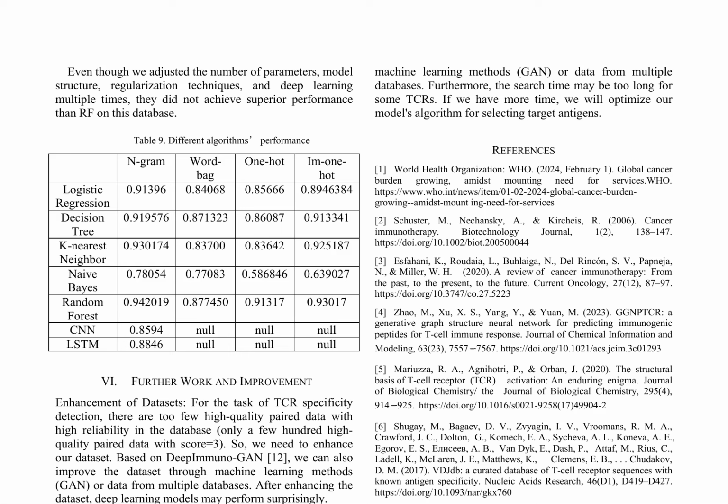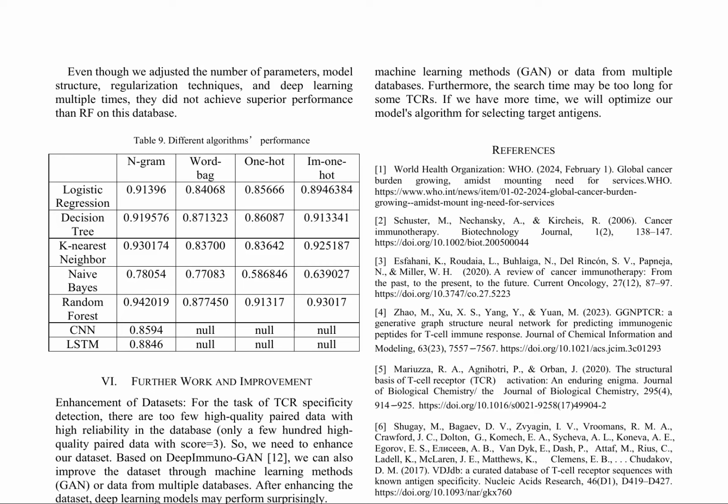The development of a T-cell receptor, TCR, specificity detection framework utilizing a random forest model is discussed in this paper. The framework consists of two parts, an antigen selector and a TCR classifier. The authors emphasize the importance of TCR-specific prediction technology in fields such as cancer immunotherapy and autoimmune disease treatment, highlighting its advantages over experimental methods in terms of efficiency, economy, and repeatability.